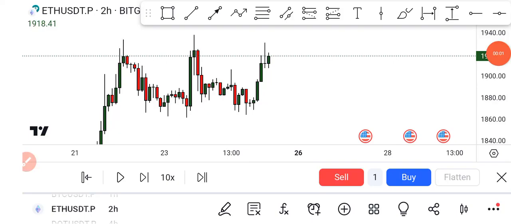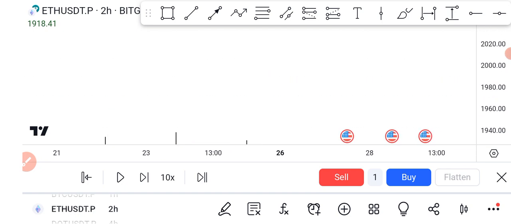Alright, so welcome to this video tutorial where I'm going to show you how to execute a trade using the liquidity sweep entry model strategy. Okay, so just for the sake of recap, how does the liquidity sweep entry model occur? Let me just show you for illustration's sake.